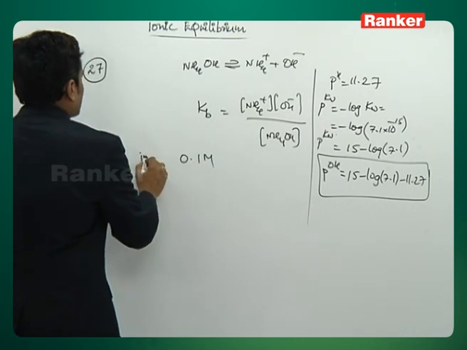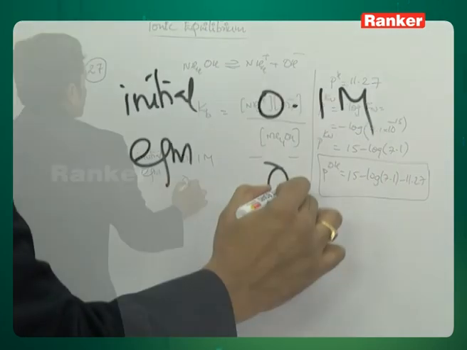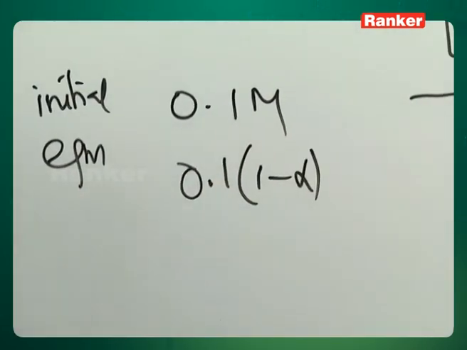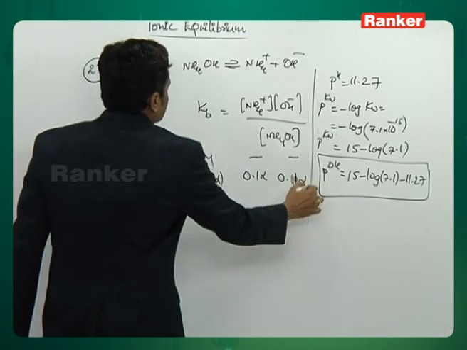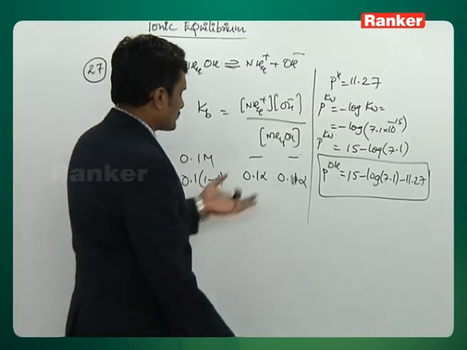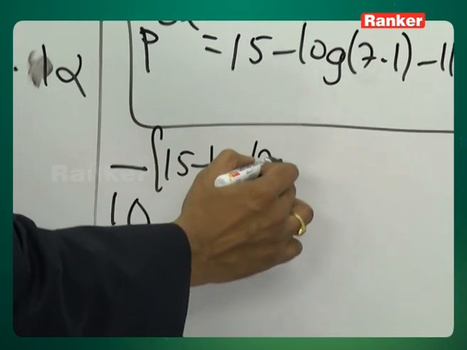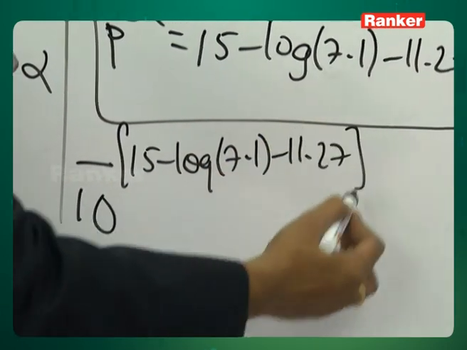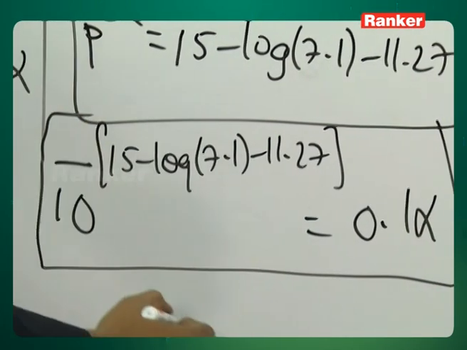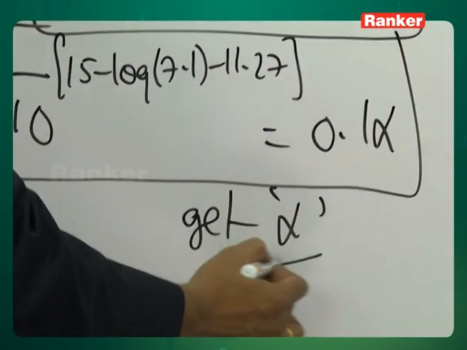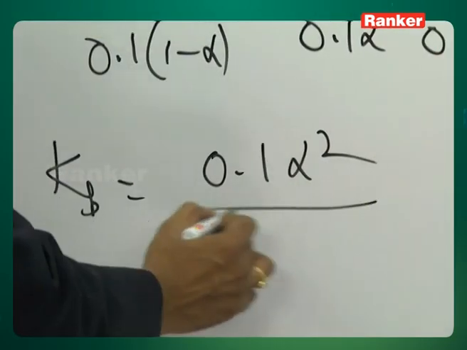Initial concentration of ammonium hydroxide is 0.1 molar. When the equilibrium is reached, let's say the degree of dissociation is alpha: 0.1 into 1 minus alpha, 0.1 alpha and 0.1 alpha. Now you can see the concentration of OH minus from this data is 10 to the power minus pOH, which is equal to 0.1 into alpha. So you have to get the value of alpha. Therefore the Kb for this expression is 0.1 into alpha square upon 1 minus alpha.